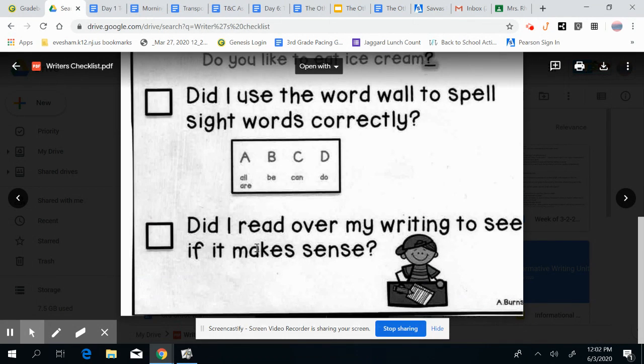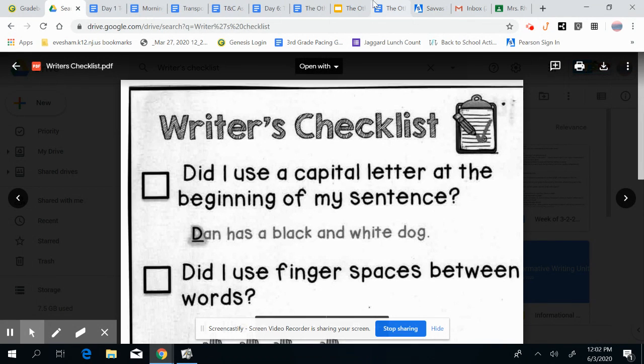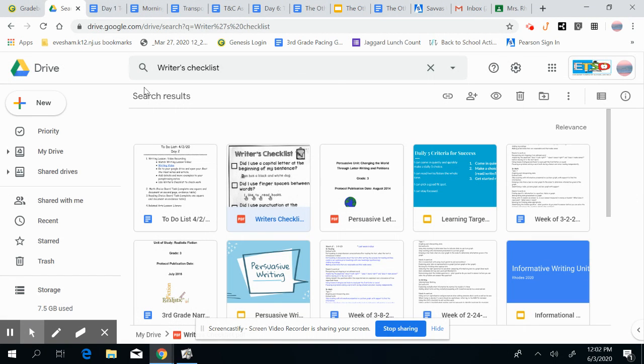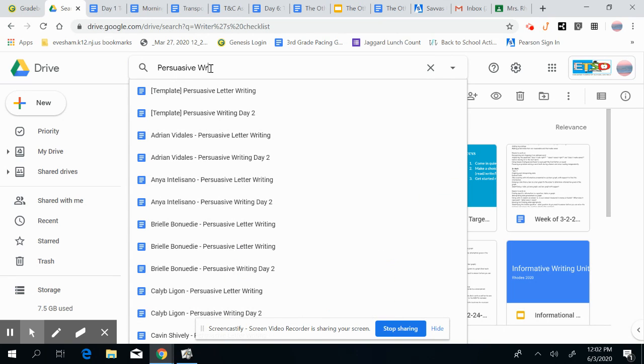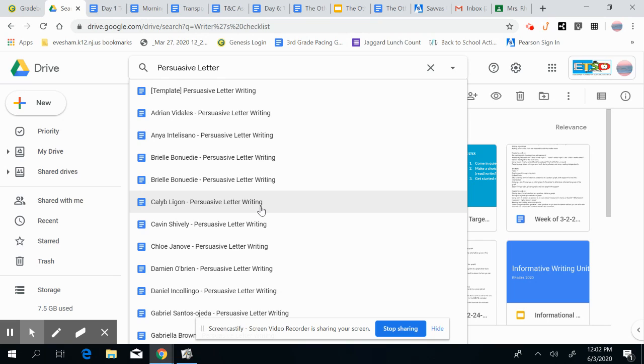Okay. Remember how to find your persuasive writing. I'm in my Google Drive right now. You go to your Google Drive. See, I searched writer's checklist because that's what I was looking for. You'll search persuasive writing, letter writing, and your letter should be there. And then you'll just click on it in your Google Drive.